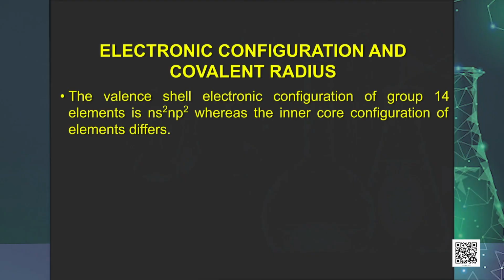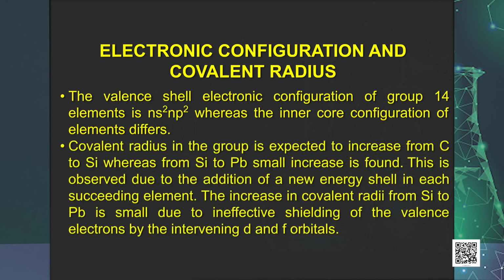The valence shell electronic configuration of group 14 elements is ns2np2, whereas the inner core configuration of elements differs. Covalent radius in the group is expected to increase from carbon to silicon, whereas from silicon to lead a small increase is found. This is observed due to the addition of a new energy shell in each succeeding element. The increase in covalent radii from silicon to lead is small due to ineffective shielding of valence electrons by the intervening d and f orbitals.